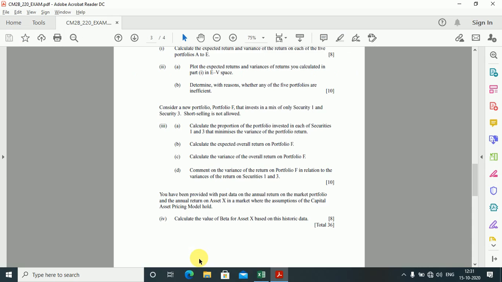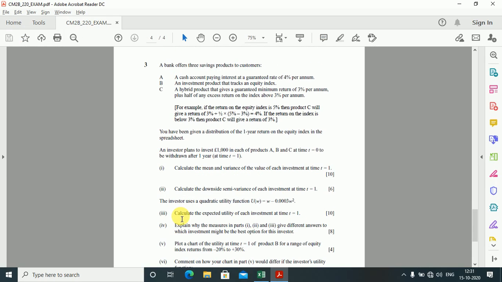Okay. Next is question 3. A bank offers 3 saving products to customers: a cash account paying interest at a guaranteed rate of 4% per annum, an investment product that tracks an equity index, and a hybrid product that gives a guaranteed minimum return of 3% per annum plus half of any excess return on the index above 3%. For example, if the return on the equity index is 5%, product C will give a return of 3% plus half into 5% minus 3%. This formula is given to you.